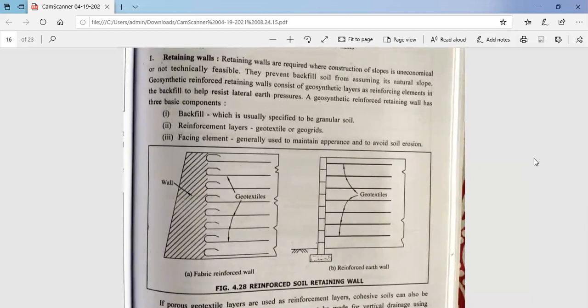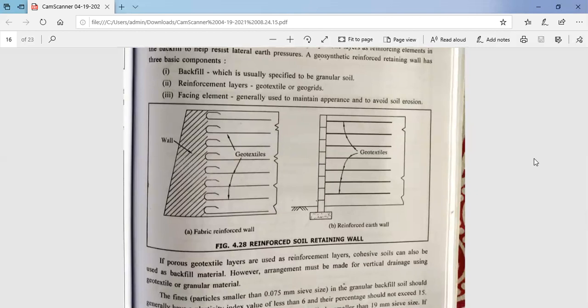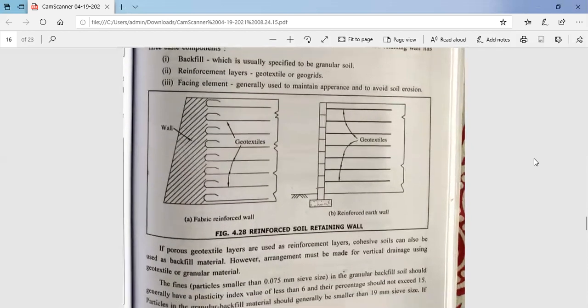Retaining walls are required where the construction of a slope is uneconomical or not technically feasible. They prevent the backfill soil from assuming its natural slope. Geosynthetic reinforced retaining walls consist of geosynthetic layers of reinforcing elements in the backfill to help resist lateral earth pressure. A geosynthetic reinforced retaining wall has three basic components. First is the backfill, which is usually specified to be granular soil. Second is the reinforcement layer, which is geotextiles or geogrids. And third is a facing element, which is generally used to maintain appearance and to avoid soil erosion.